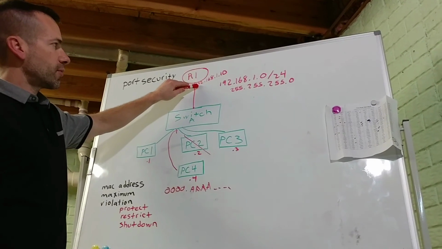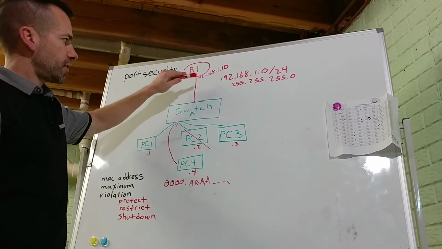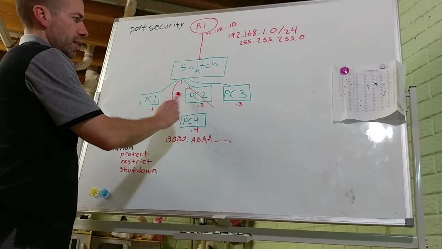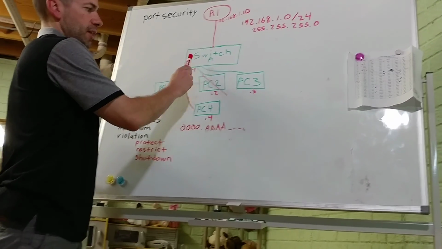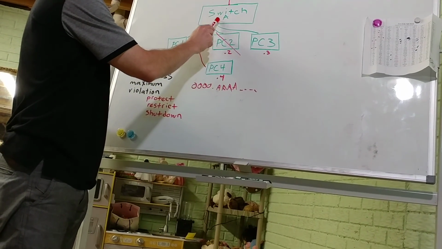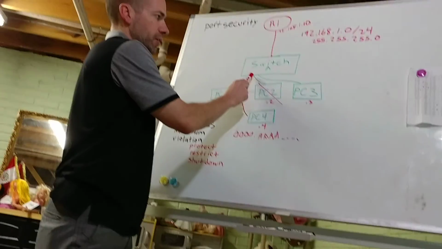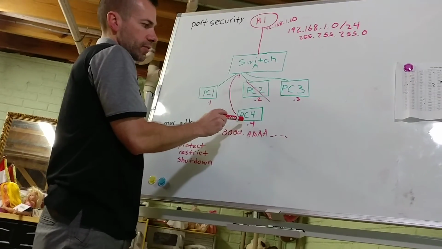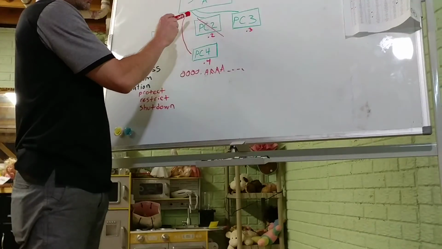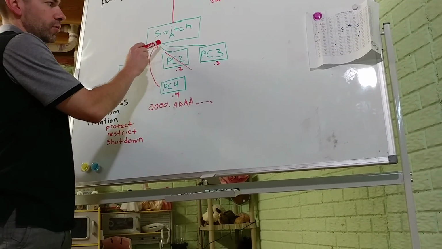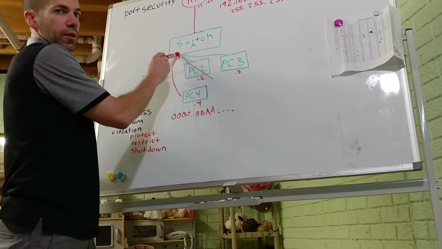This is the router's IP address for this interface. Here's a switch. These three machines right now are hooked up to switch A. These three PCs, PC1, PC2, PC3, are hooked up to switch A, each on their own individual access port. We're going to be adding PC4 to the port that PC2 is already connected to.